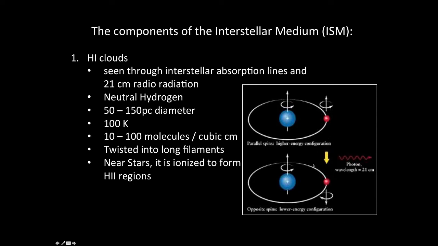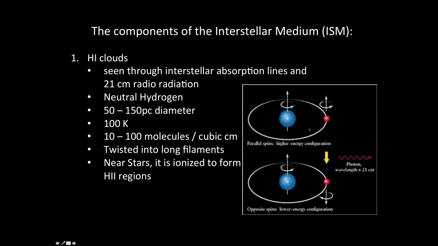The figure on the right illustrates what this is. This is when hydrogen atoms bump into each other. They can cause the spin of the electron to be aligned with the spin of the proton. In other words, they'll both be rotating, say, clockwise or counterclockwise. This is a higher energy configuration than if the electron spins in the opposite direction to the proton.